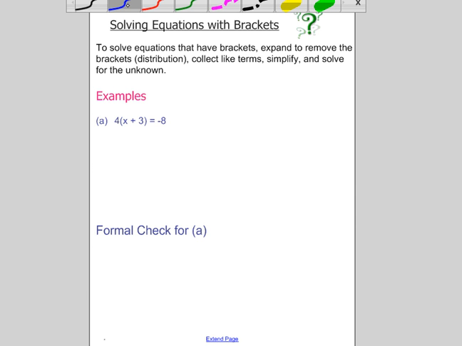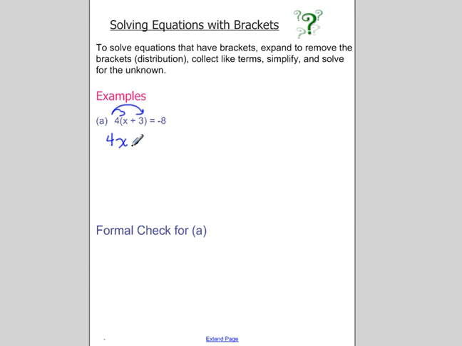So we're going to take 4, we're going to multiply it by x, and we're going to get 4x, and then 4 times 3 is positive 12, and that's equal to negative 8. And that didn't show up very well, so let's try again. There we go. If you look at this equation, it's now very similar to ones that you've already done.